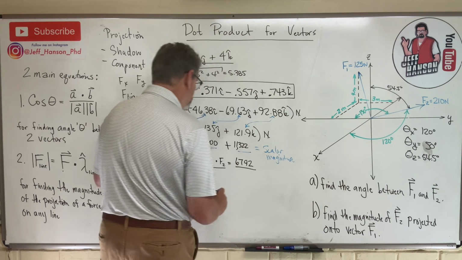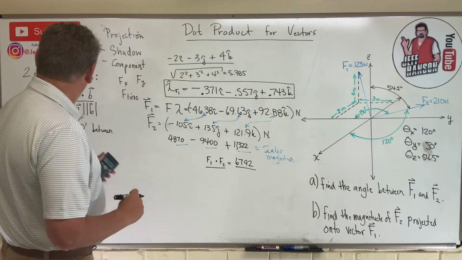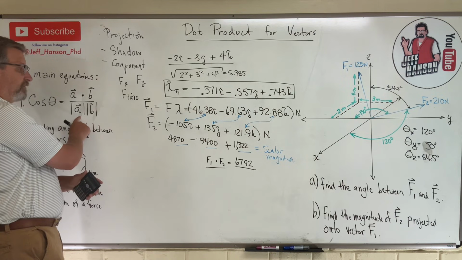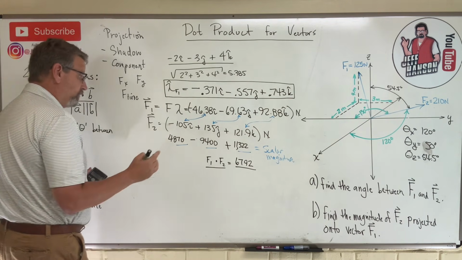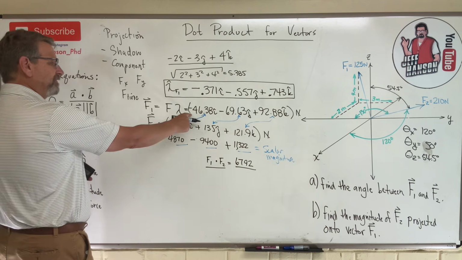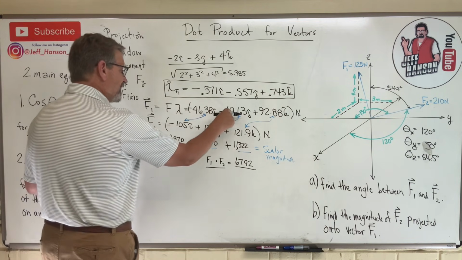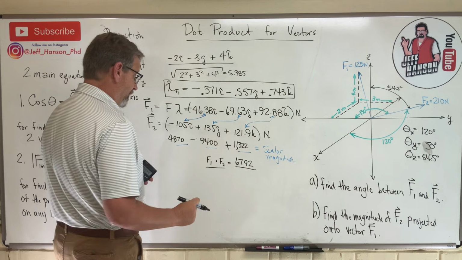Okay? Let's get the bottom half. What is the bottom half? It's the magnitude of vector A times the magnitude of vector B. Okay? How do I do that? Well, the magnitude of that is just that squared plus that squared plus that squared, square root.